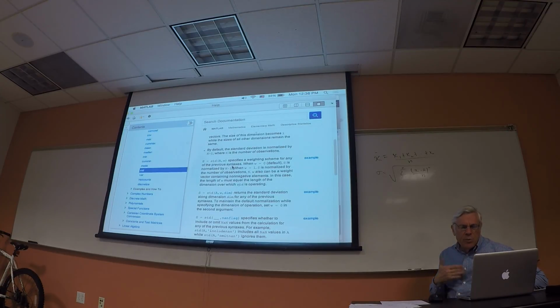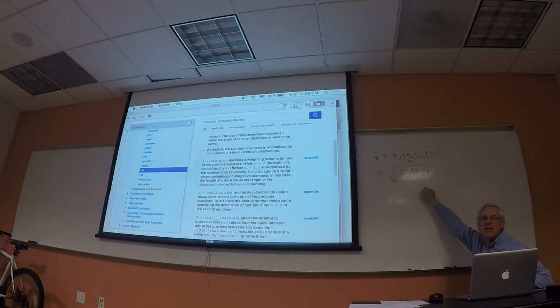Okay, if you put the second argument as 0, which is the default, it's normalized by n-1. Some people, when they calculate standard deviation, don't use n in the denominator, they use n-1. I don't know why, I'm not a statistician, okay? I'm used to the n over there. And therefore, you can see when w is equal to 1, if you put the second argument as a 1, it's normalized by the number of observations. That's what we want, okay?